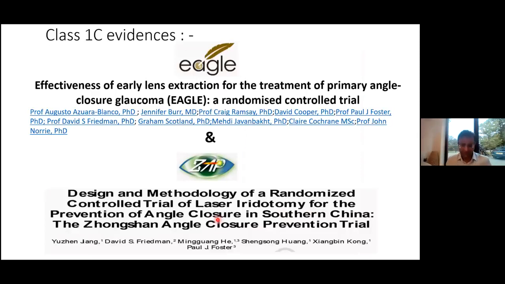Both of them were randomized controlled trials. EAGLE stands for Effectiveness of Early Lens Extraction for the treatment of primary angle closure glaucoma. The stress is on early lens extraction, which means there's no cataract. And ZAP stands for Zhongshan Angle Closure Prevention Trial. That's the Chinese province where the study was done.